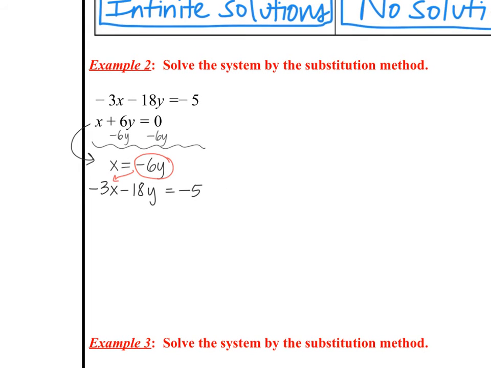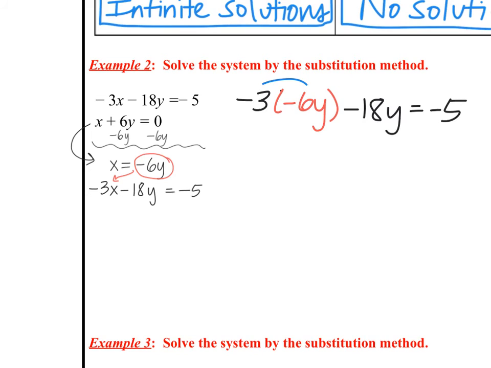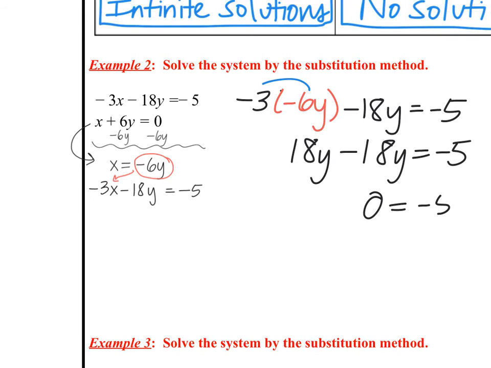I'm going to do this work over to the side. Negative 3, and instead of x, you're putting in parentheses negative 6y, minus 18y equals negative 5. So the entire equation is staying the same, but you're not putting x, you're putting what x is equal to. Distribute. And you get positive 18y. Bring the 18y down. 18y minus 18y is 0. So you get 0 equals negative 5.